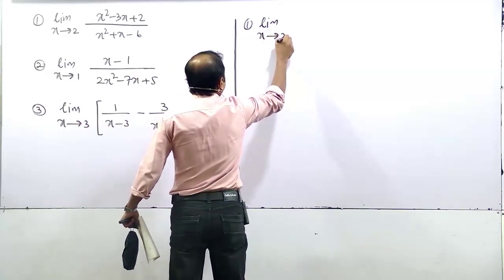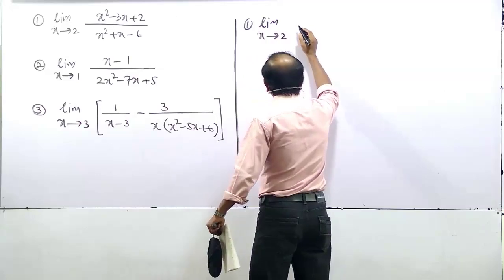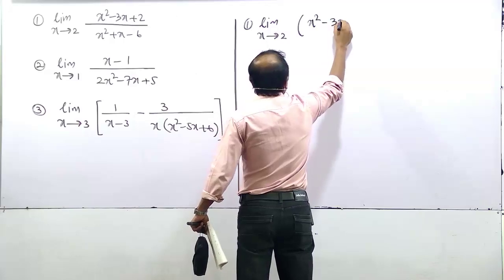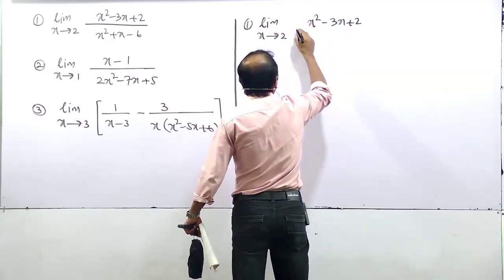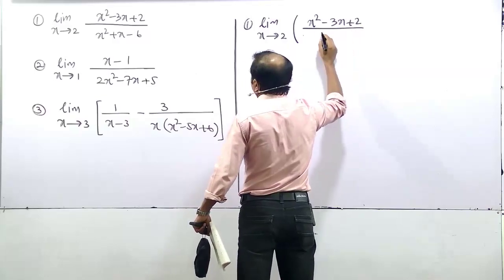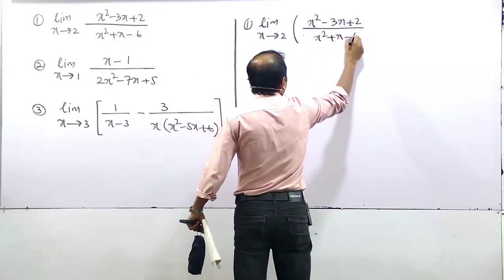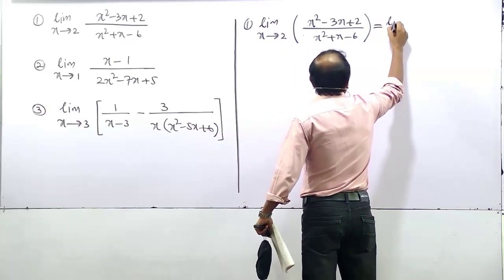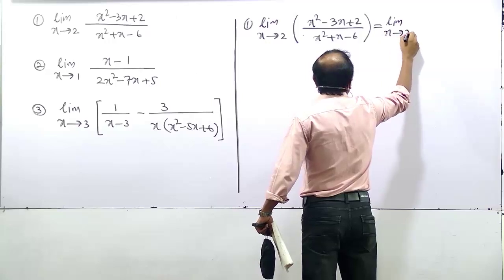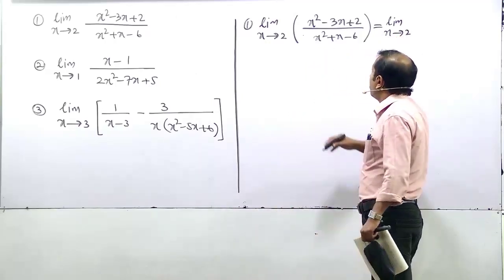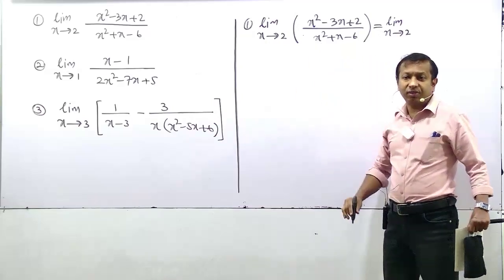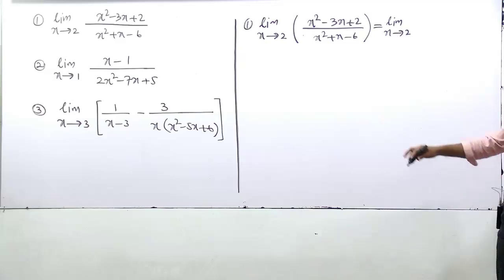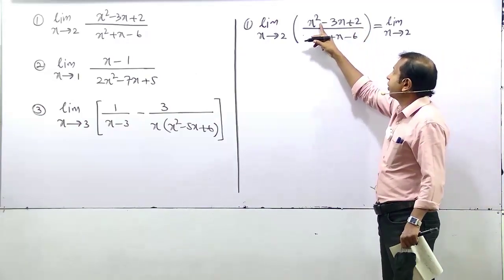Limit x approaches 2, of x squared minus 3x plus 2 over x squared plus x minus 6. So in this case, in order to cancel down x minus 2, both the numerator and denominator must have the factor x minus 2. How do you check that x minus 2 is a factor of this and this?